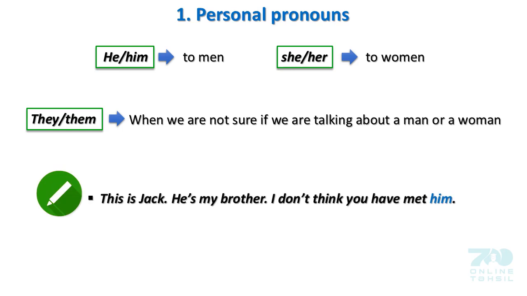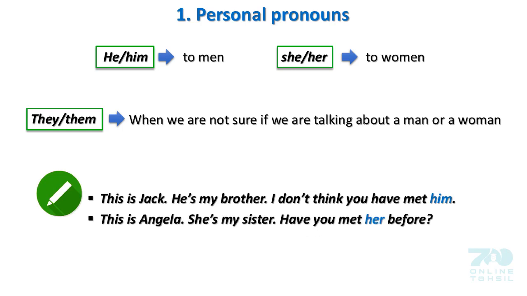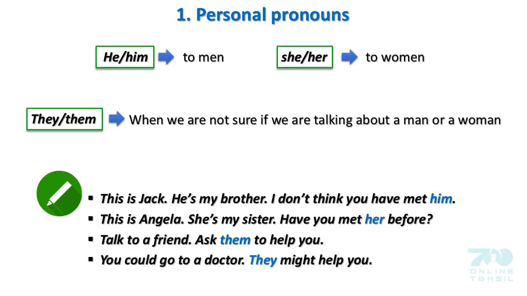This is Jack. He is my brother. I don't think you have met him. This is Angela. She is my sister. Have you ever met her before? Talk to a friend. Ask them to help you. You could go to a doctor. They might help you.